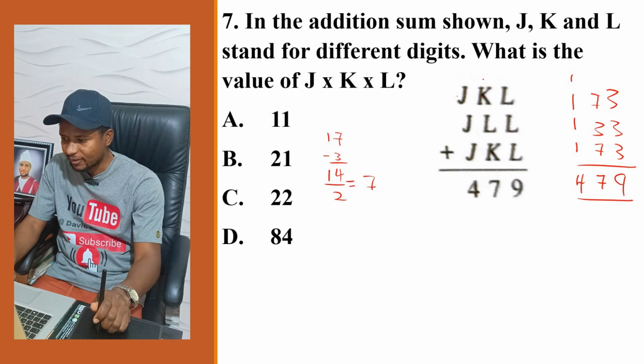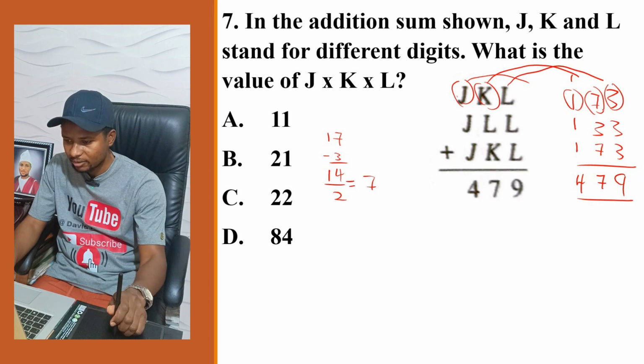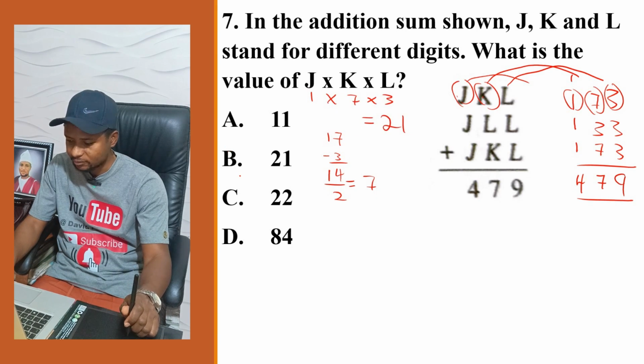So now you can tell that your J is what? 1. Your K is what? 7. While your L is what? 3. So I can place it 1 times 7 times 3, and that will give me 21. Boom.